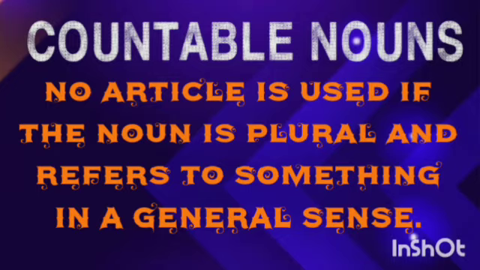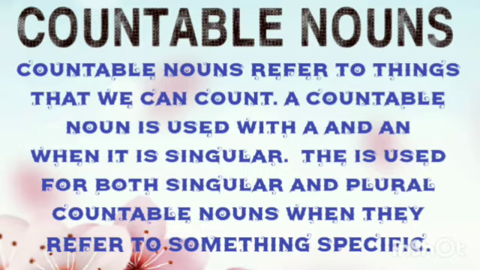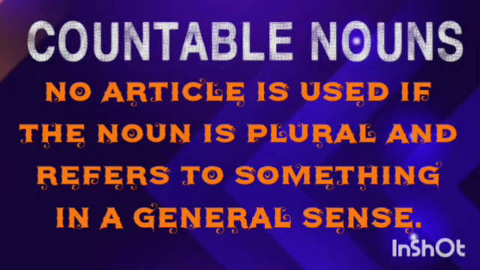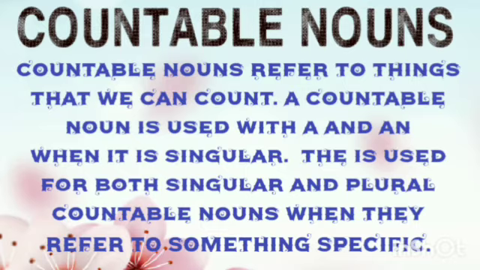I'll tell you once again: countable nouns always refer to the things that we can count, and a countable noun is used with the article a and an when it is singular. The article the is used for both singular as well as plural countable nouns when they refer to something specific. Then no article is used if the noun is in plural form and refers to something in a general sense. My dear children, now I want anyone to give me some examples of countable nouns.